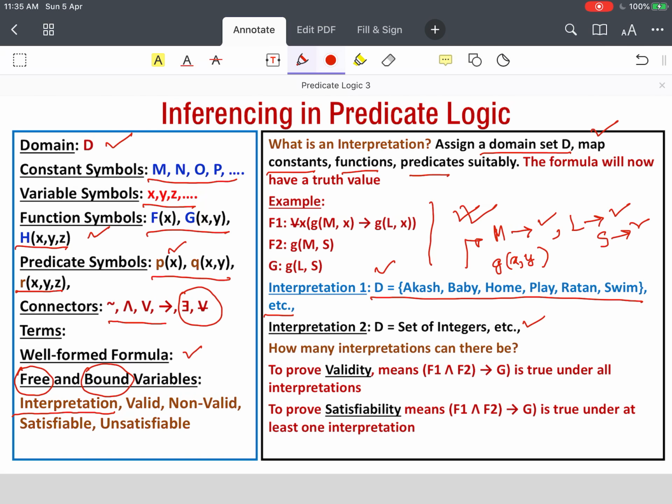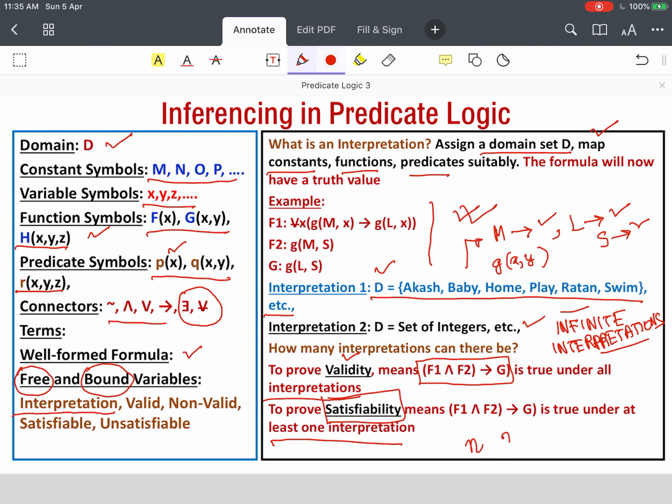We could get several interpretations for the same domain, and we could get different domains. Our objective is to prove that a formula is valid, so it must be true under all domains, that means under all interpretations. And a formula is said to be satisfiable if it is true under at least one interpretation. As we can see, the number of interpretations is infinite.